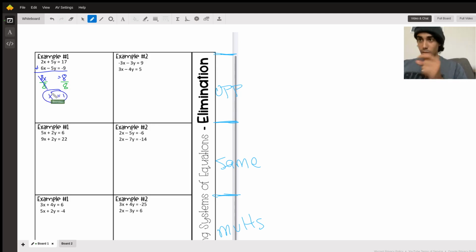But we need to solve for x and we need to solve for y. So what we can do is take that value that we just got for x and plug it back in. It does not matter which equation you plug it into. I'll just plug it into the top one. So instead of 2x, that's going to be 2 times 1, because x is 1, plus 5y equals 17.